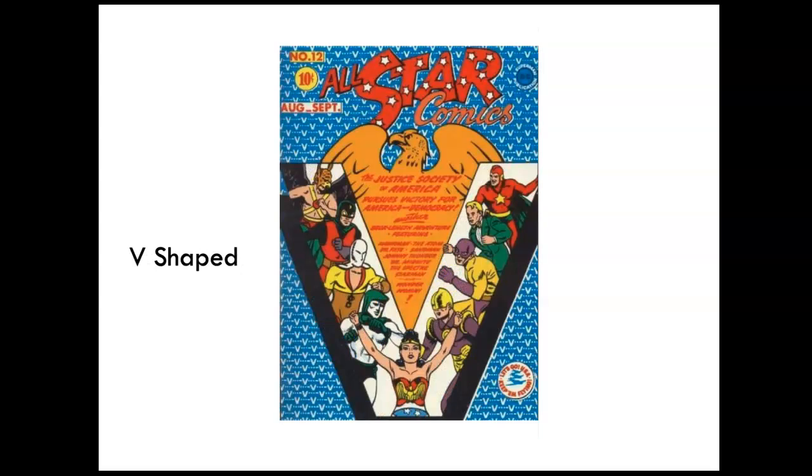Another shape is called the V shape. This is an older comic book, an All-Star comic book. It's quite old. There we see all the characters in this sort of victory position.